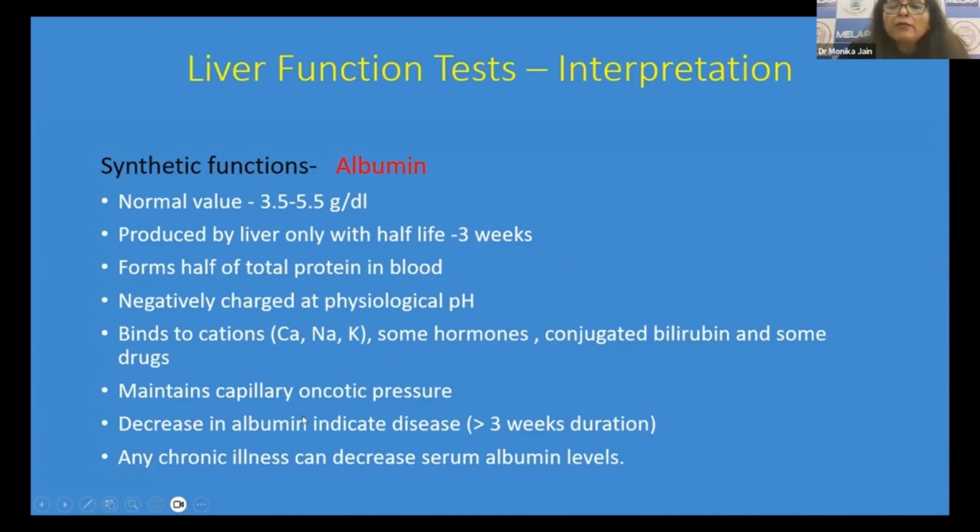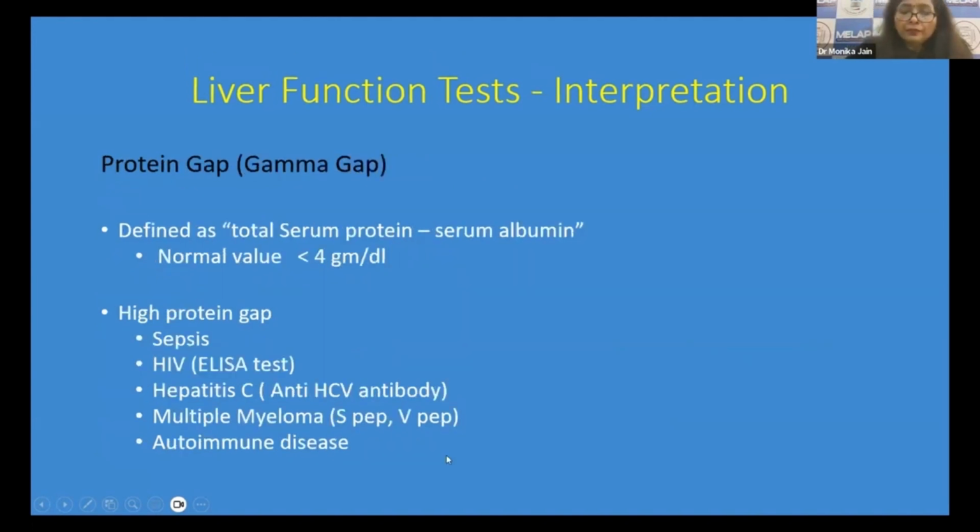It is the main force which maintains the capillary oncotic pressure, and if this serum level of albumin is decreased, that means definitely the duration of illness is more than 3 weeks, because we know that the half-life of albumin is 3 weeks. And any chronic illness can decrease the serum albumin level.